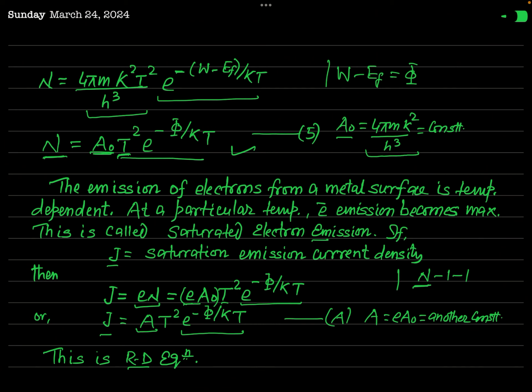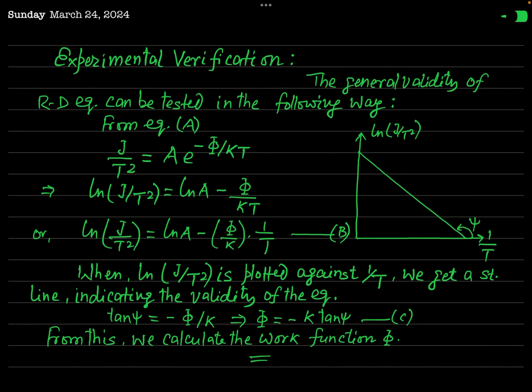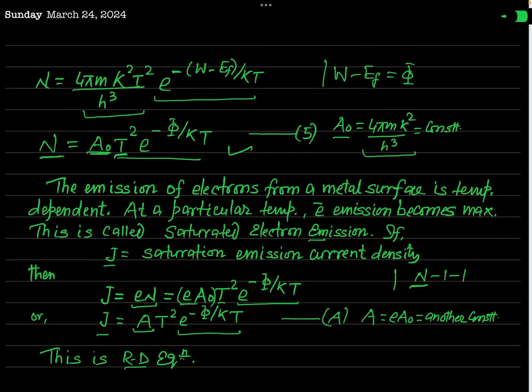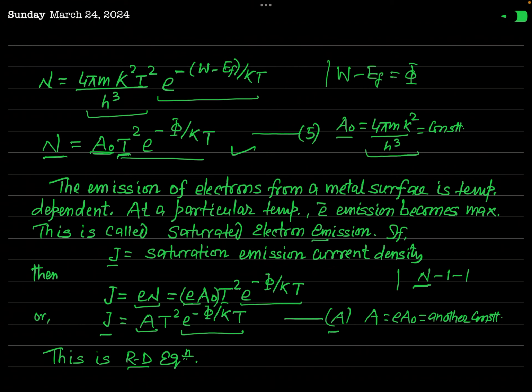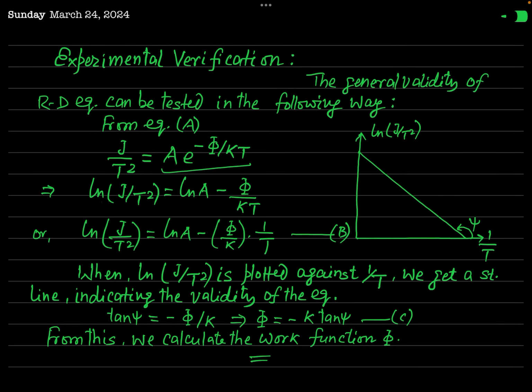And this J is strongly temperature dependent, you can see. Now we will see the experimental verification of this Richardson equation. Actually we can see the experimental verification in this way. You can see this equation A. From this equation, if you want to find the value of J over T square, then J over T square will be equal to this much. Now take the natural log on both sides. So this will be log J over T square equal to log A minus phi over kT, because this will be log e to the power minus phi by kT, that will be minus phi by kT times log e, but log e is 1. So log J over T square is equal to log A minus phi over k times 1 over T.